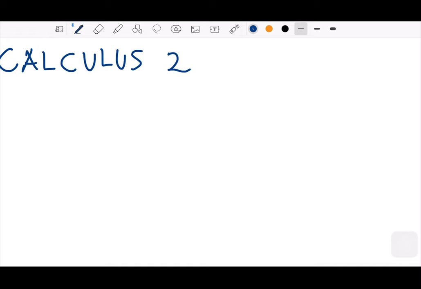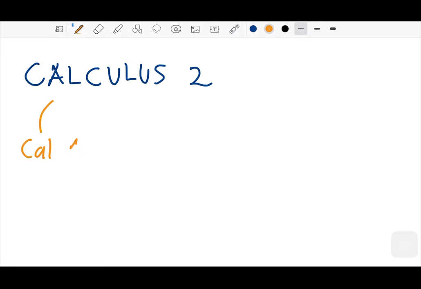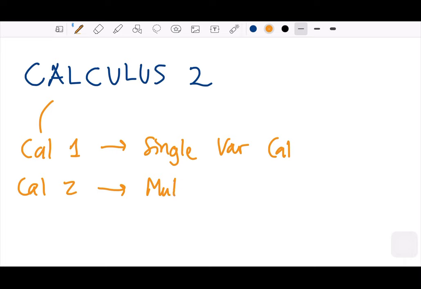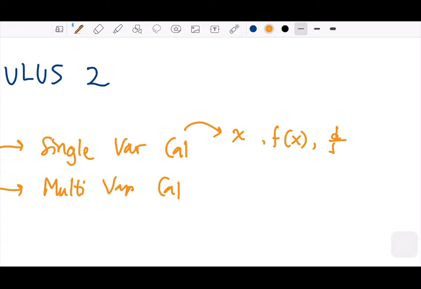Okay. So calculus two, we will deal with, so if calculus one is single variable calculus, then calculus two is multi-variable calculus, okay? Which means that in calculus one, you are dealing with one variable. Usually we are dealing with x, okay? So this is about x, f of x, right? We're dealing with the d/dx and so on.